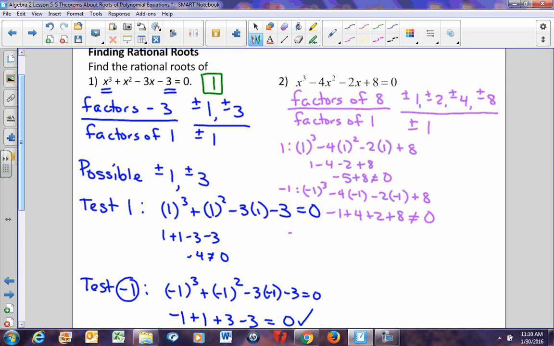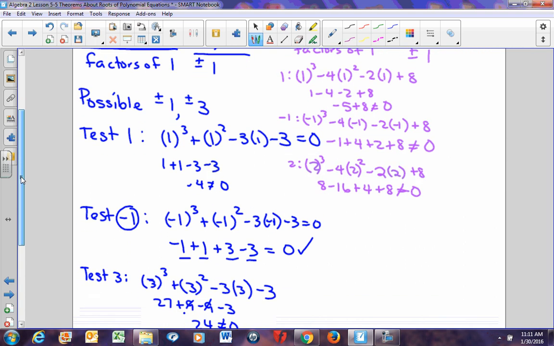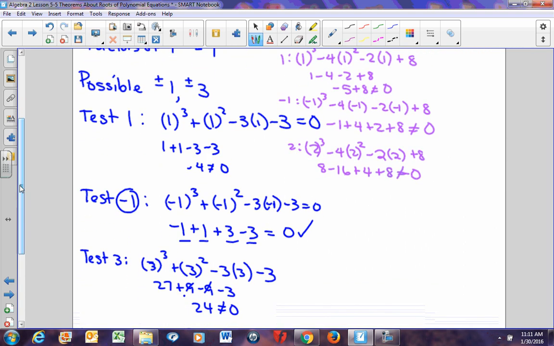So now I can use 2. So I'm going to use 2 to the third minus 4 times 2 squared minus 2 times 2 plus 8. So it's going to be 8 - 16 - 4 + 8. That does not equal 0 either. Sheesh. The more factors you have, the more annoying this gets. I'll just admit it. It gets very, very annoying.